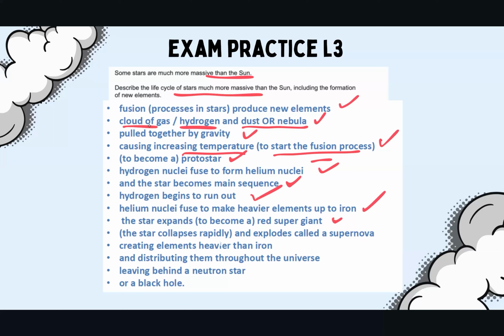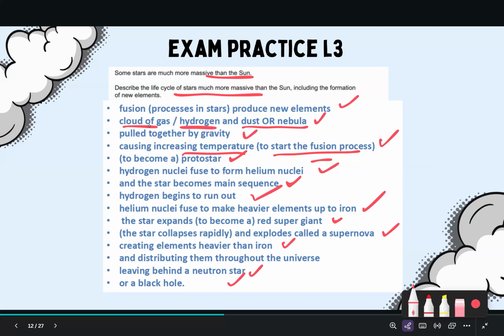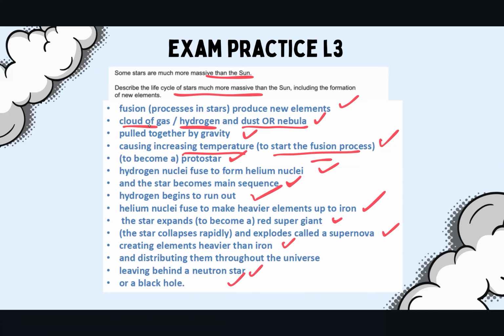The star collapses rapidly and explodes, and we call that a supernova, creating elements heavier than iron and distributing them throughout the universe, leaving behind a neutron star or a black hole. So a neutron star is one that spins rapidly, releasing only small amounts of light, or a black hole, which is essentially all that matter. Now, there's no fusion reaction happening, so all that matter just has high levels of gravity. So it's just pulling everything inward.